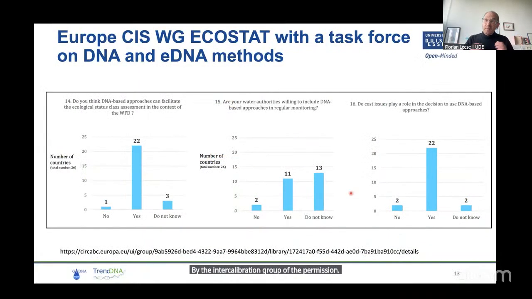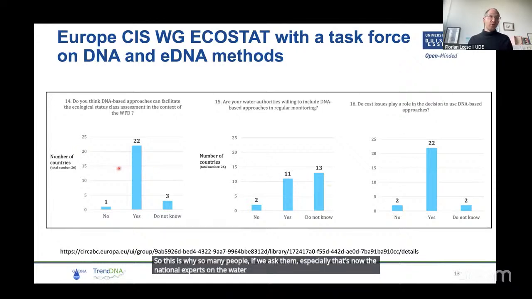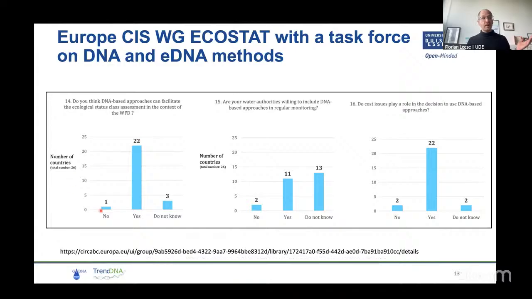So this is why so many people, if we ask them, especially the national experts on the Water Framework Directive under EcoStat, do you think DNA-based approaches can facilitate ecological status assessment in the context of the Water Framework Directive? 22 responded yes, 1 no, 3 don't know. And that's the official national representatives. Are your water authorities willing to include DNA-based methods? 11 yes, 2 no, 13 don't know.